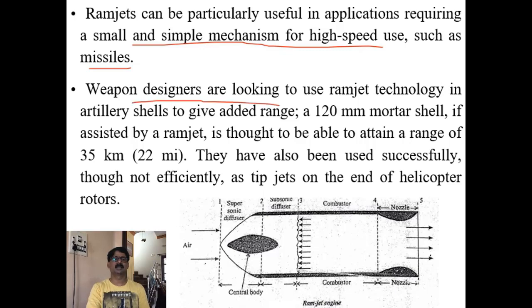Weapon designers are looking to use ramjet technology in artillery shells to give added range. A 120 mm mortar shell, if assisted by a ramjet, is thought to be able to attain a range of 35 km or 22 miles. They have also been used successfully, though not efficiently, as tip jets on the end of helicopter rotors.